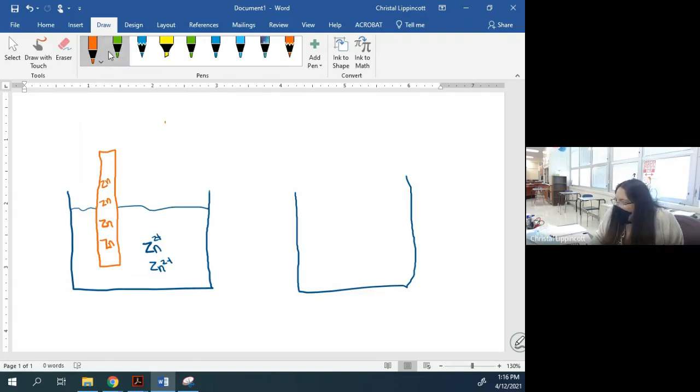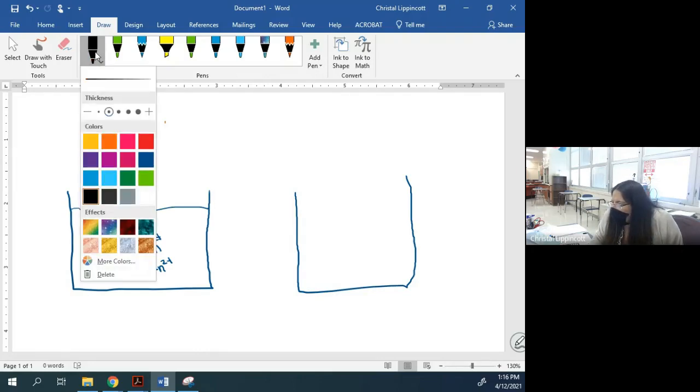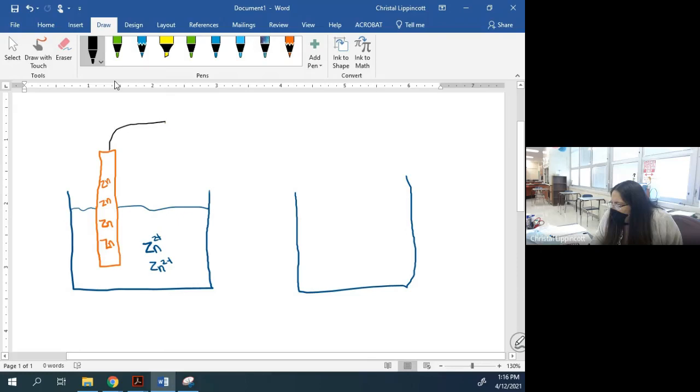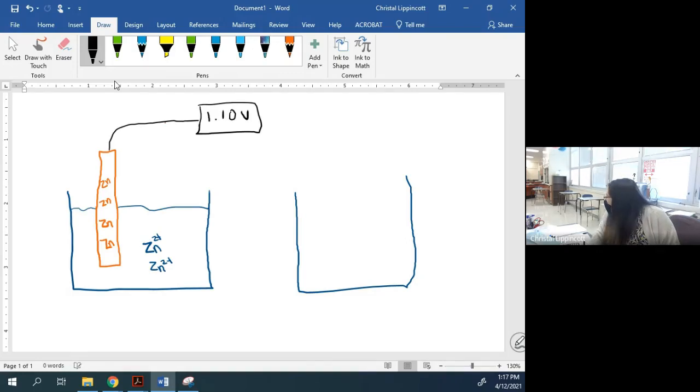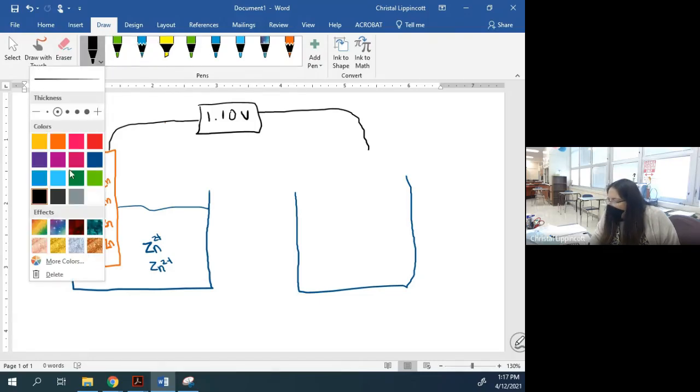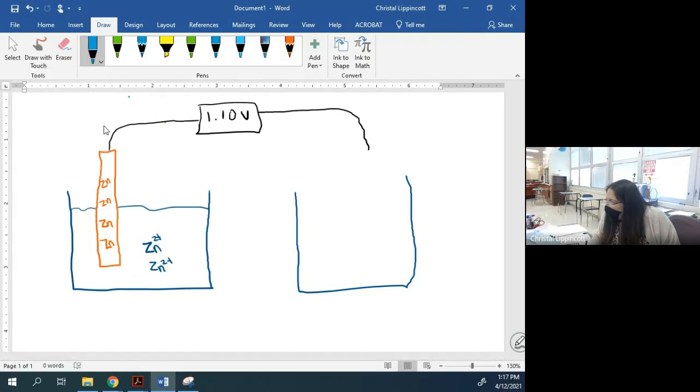All right. I am then going to have a wire set up, and that wire is going to lead to here. A lot of times it'll have a voltmeter, and that voltmeter is going to read 1.10 volts. How do I know? Because we just did that calculation. Okay. That is then going to lead over to here. And what is that going to be attached to? A piece of metal. And that piece of metal in this case is going to be copper. Okay. So now I've got copper here. It's hanging out. Copper, copper.